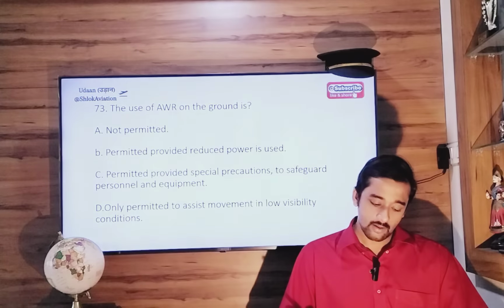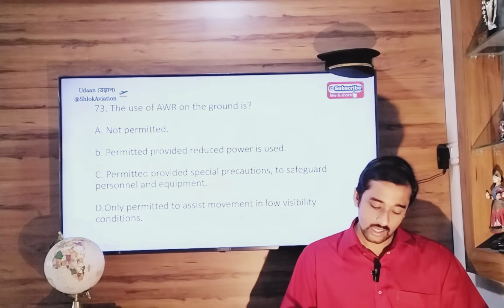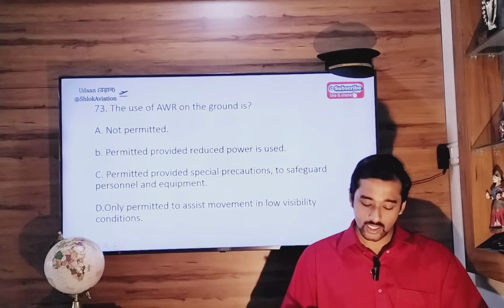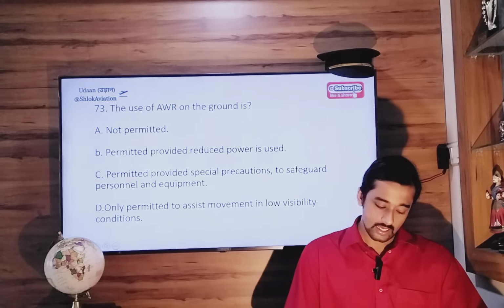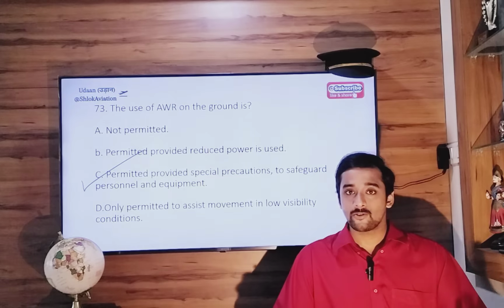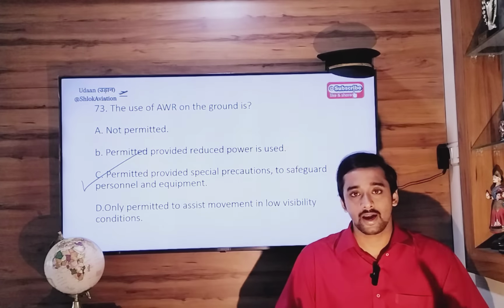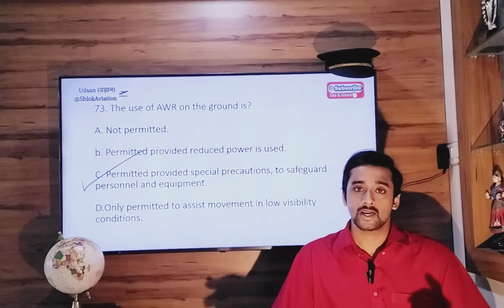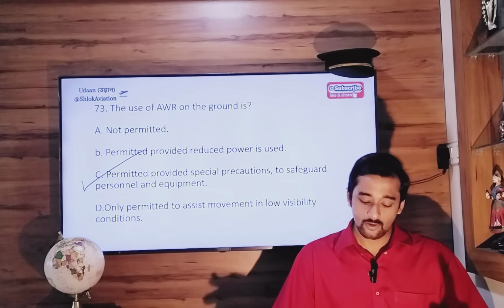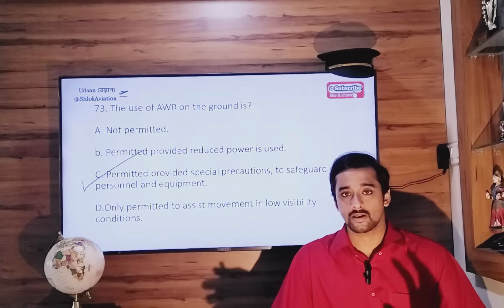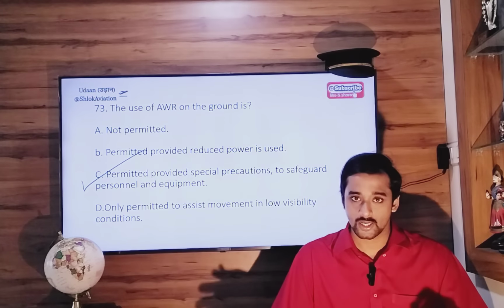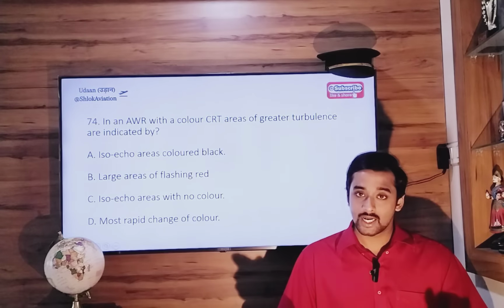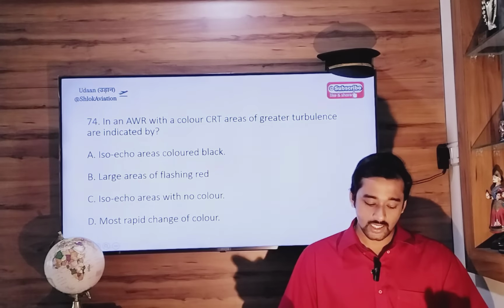73. The use of airborne weather radar on the ground is not permitted. Is permitted provided reduced power is used. Permitted provided special precautions to safeguard personnel and equipment. Yes. Airborne weather radar is harmful for the health of any personnel around the aircraft. It can ignite fuel vapors and it can also damage the radar itself. That's why it is permitted only if you follow special precautions and the recommendations of the manufacturer. So 73 is C.